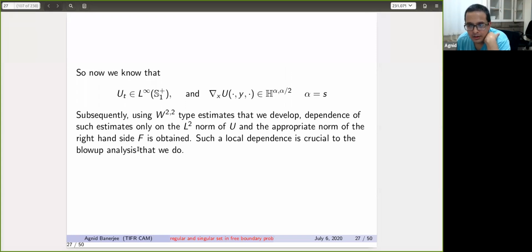However, this is not good enough because when we do our blow-up analysis, that is when we zoom in near a free boundary point with respect to our scalings, we would need all the dependence on the L2 norm of U, because of the nature of our rescaling and some order regularity of the obstacle. So at this point, what we have is a dependence on the L2 norm of U_t. And this is something that we have to undo. That is done by obtaining certain W^{2,2} type estimates that we develop in this situation, which qualitatively use the C^{1,alpha} type regularity that we have for the solution. But in the end, you have dependence which only depends on the L2 norm of U. And as I said before, this local dependence is very crucial to our blow-up analysis.